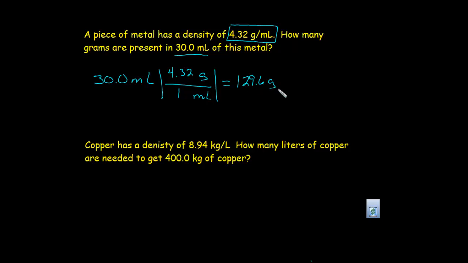129.6 grams, but we have 3 significant digits, so it really equals 130, and I'm going to put the decimal behind this to indicate that the last 0 is significant. Okay, moving on to the next one. Notice that our units are a little different here. It's kilograms per liter, but it's still correct.